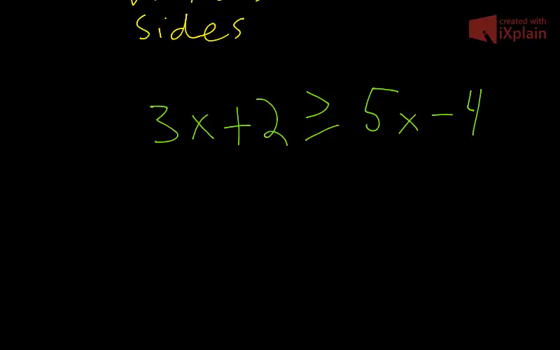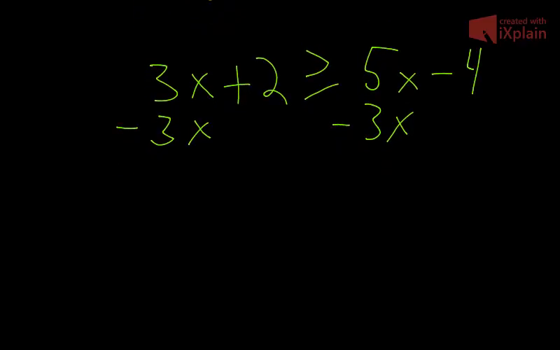If I subtract my 5x, I would end up with a negative over here, which I don't want. If I subtract my 3x, I'll get a positive over there, which I think would be a lot easier. So that's what I'm going to do. I'm going to subtract 3x from both sides. Again, if you subtract 5x, there's nothing wrong with that. I just think this way will be a little bit easier, so that's what I'm going with. And I end up with 2 is greater than or equal to 2x minus 4.